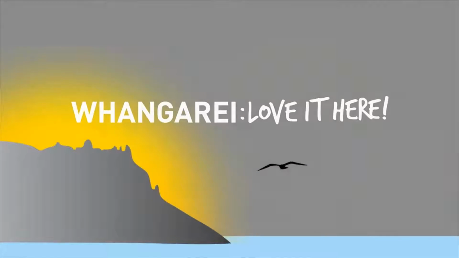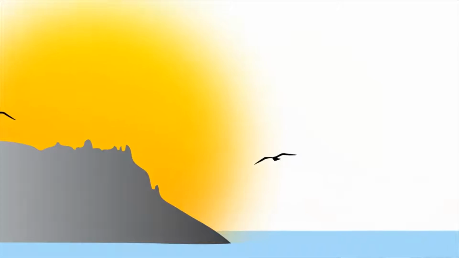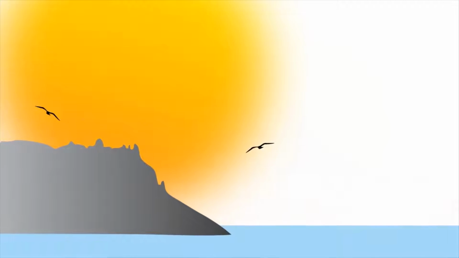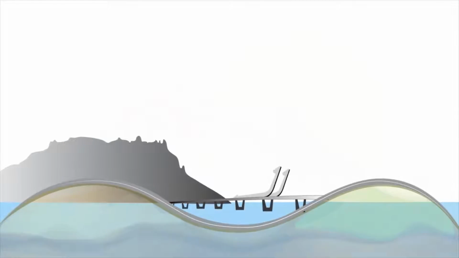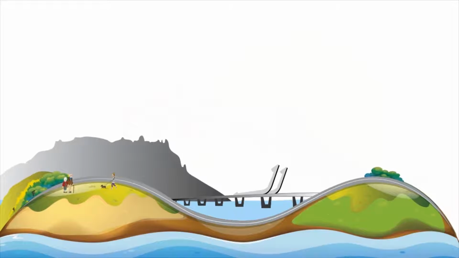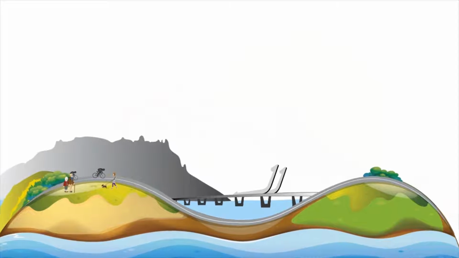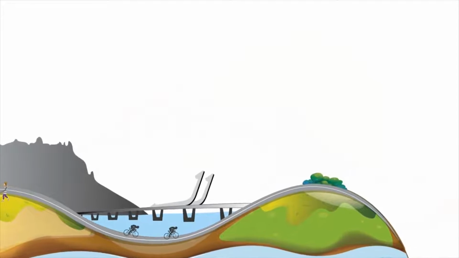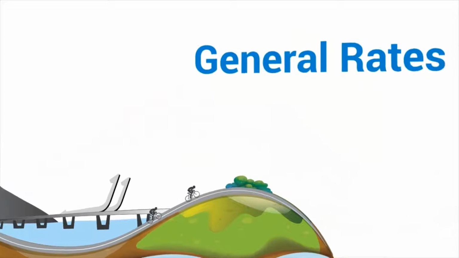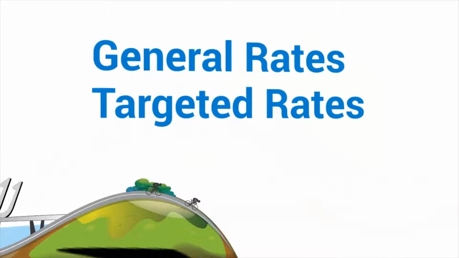This is a very simple and general description of how rates work in our Whangarei district. Each year we figure out how much money we need to provide services and build and maintain the district's assets like our roads, wastewater, parks and our sports fields. Most of this funding comes from rates, which are split into general and targeted rates.